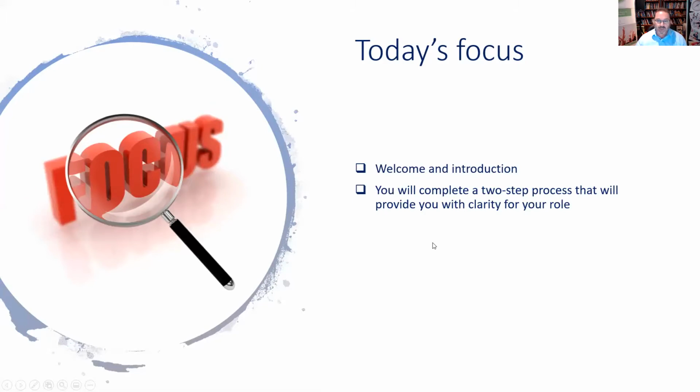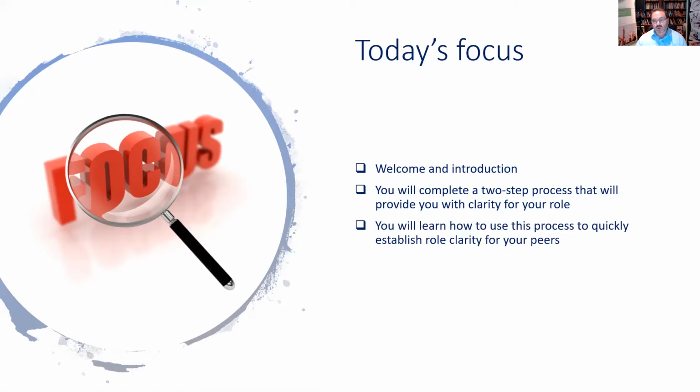A quick welcome. We're going to get you to complete a two-step process that's going to help you have clarity for your role. And you'll also learn how to use this process to quickly establish role clarity for your peers. So it could be other committee members, or it could be specific to subcommittee members that you recruit in to help with organising an event, for example, using these same principles fundamentally in a verbal sense that might get followed up in some form of use of technology to communicate what gets clarified verbally. But I'm going to show you how to use this process for that.